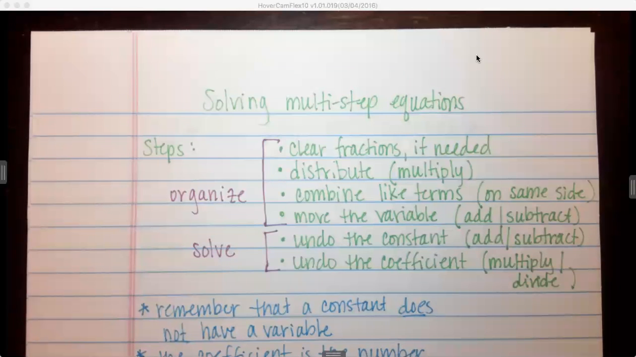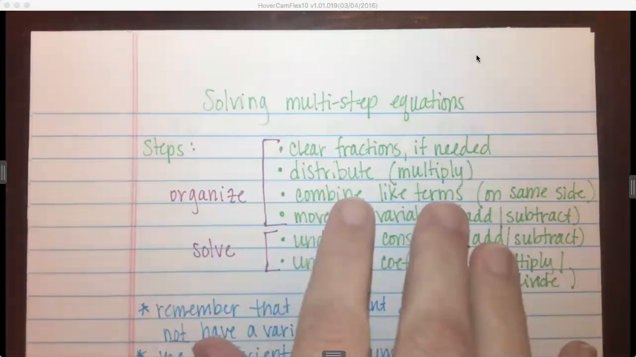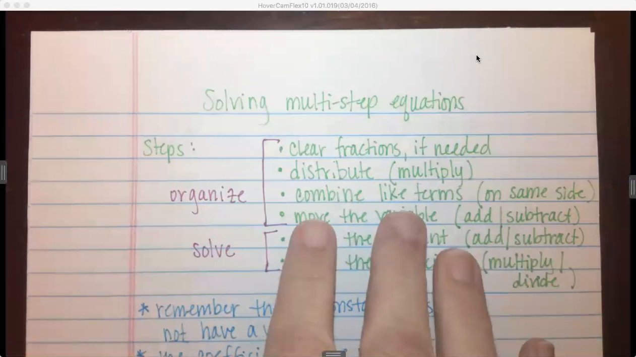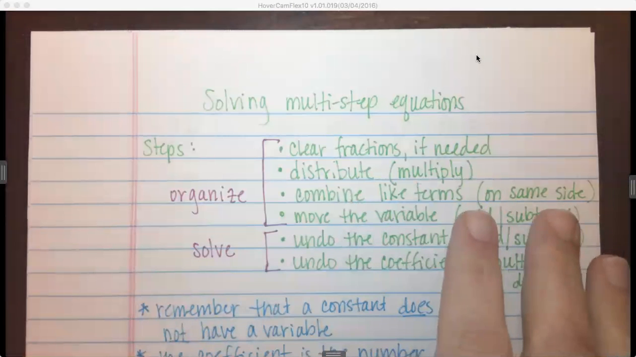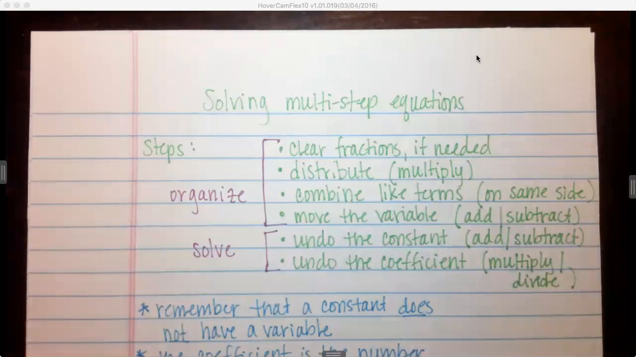Hi, we're going to do solving multi-step equations. So the steps would be: clear the fractions if needed, distribute, multiply, that's what distribute means. We're going to combine like terms. That means on the same side of the equals. So we're going to look at the left and see if any like terms need to be combined, and we're going to look at the right and see if any like terms need to be combined.